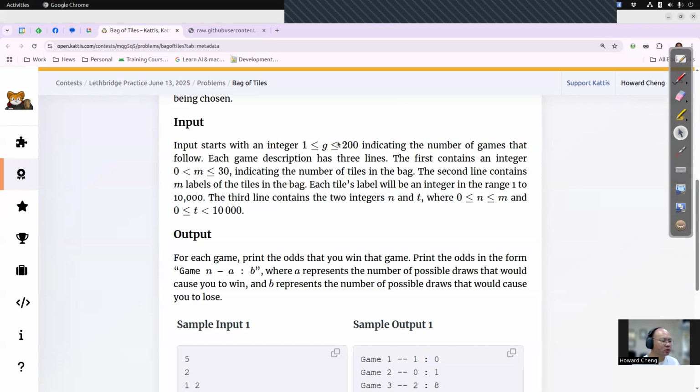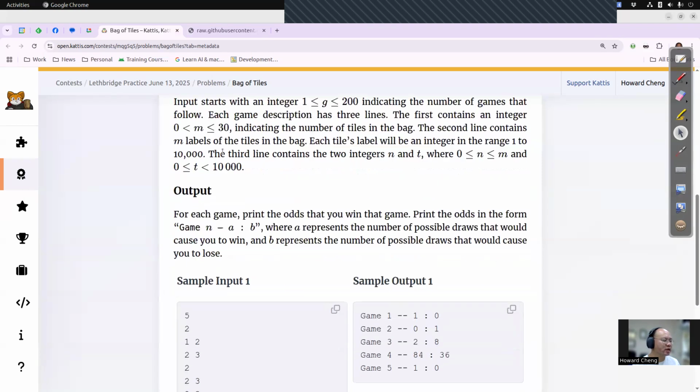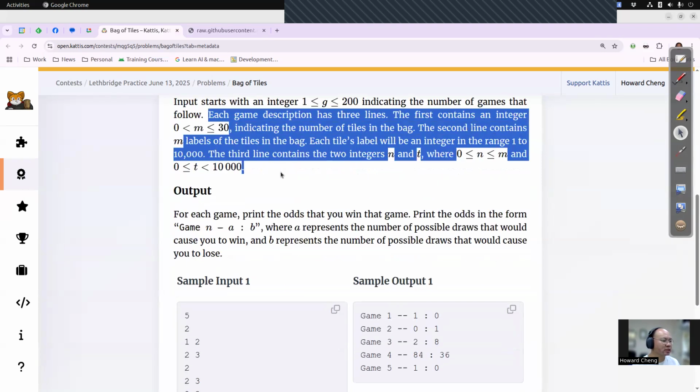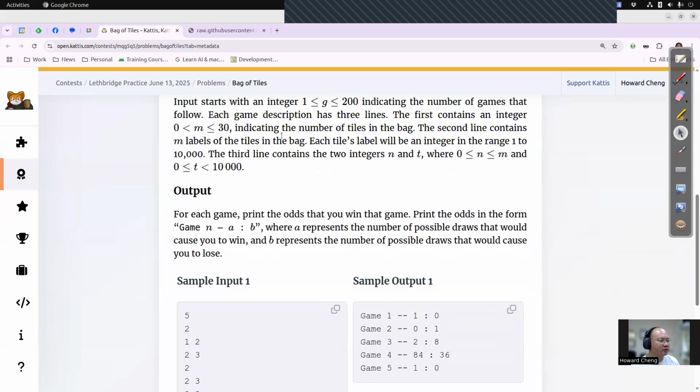You have up to 200 games, so we don't care about that part too much. So we look at what each game does. Each game has 3 lines. The first line has M up to 30, which is the number of tiles in the bag. Then you have a bunch of labels, each one between 1 and 10,000. The third line contains 2 integers, N and T, where N is the number of tiles that you pick from the bag. So you pick N out of M, and then T is the target that you're trying to hit, less than 10,000, so up to 9,999.